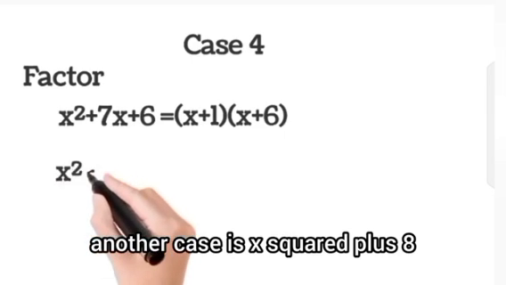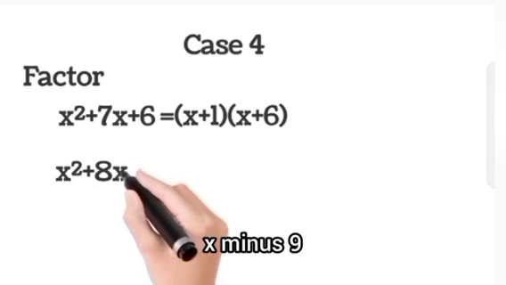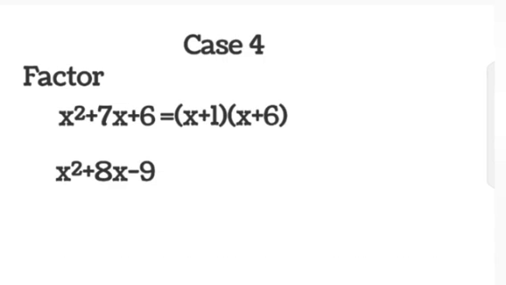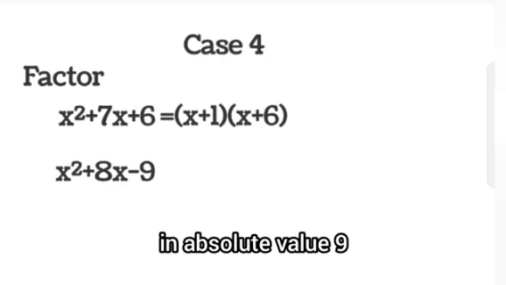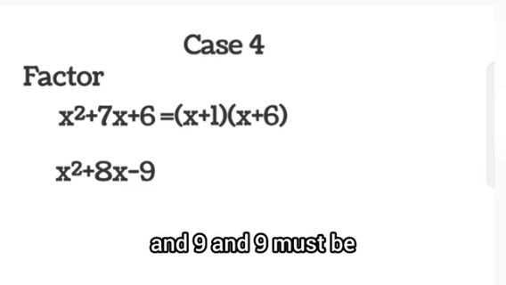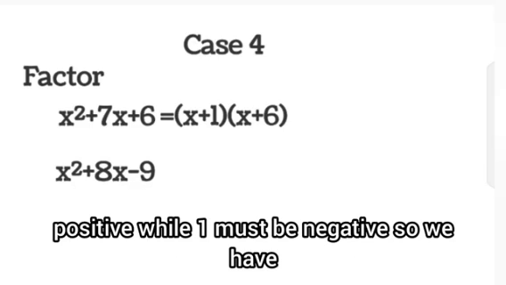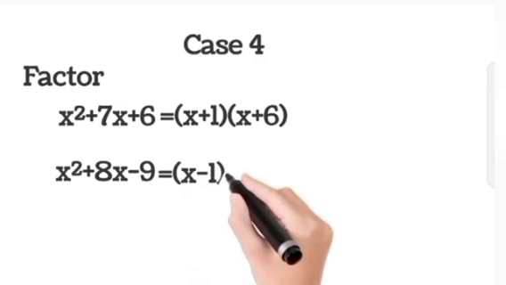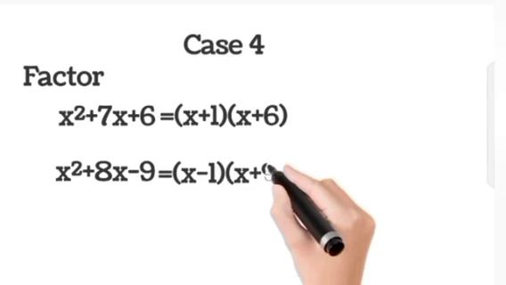Another case is x squared plus 8x minus 9. Take note that the middle term is 8, positive, and the last term is negative, a minus. So in absolute value, 9 is higher by just 1 than the middle term 8. So the factors are 9 and 1, and 9 must be positive while 1 must be negative. So we have the factors quantity x minus 1 times quantity x plus 9.